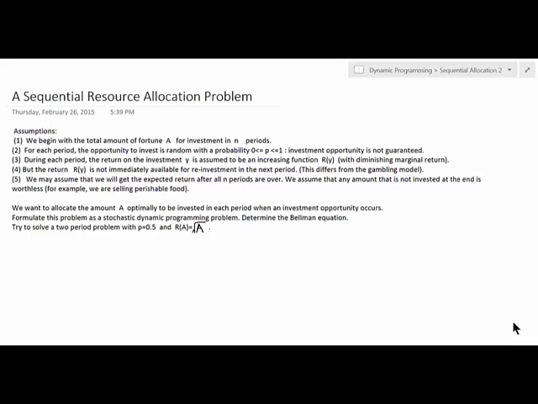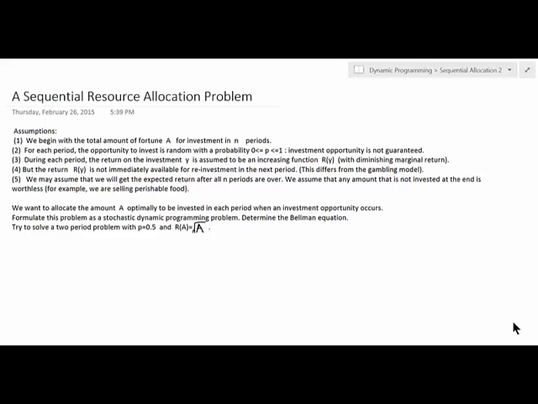We now look at a slightly different sequential resource allocation problem that involves uncertainty. In the previous problem, we talked about how to invest a total amount of A in n different periods in order to maximize the return, and there was no uncertainty involved. Here we're going to introduce uncertainty in a very unique way.